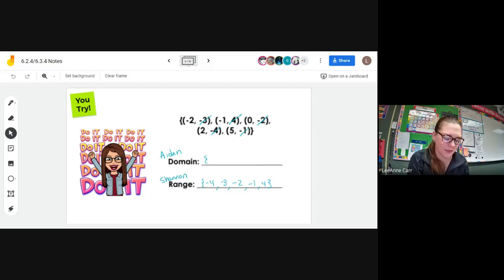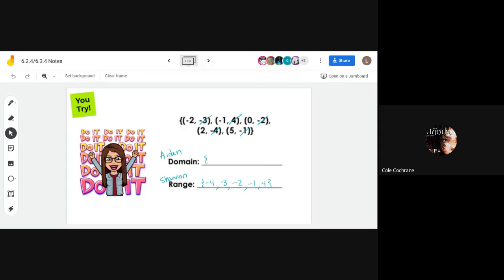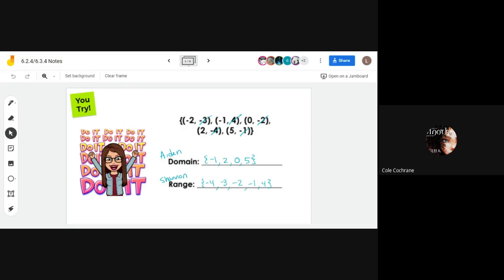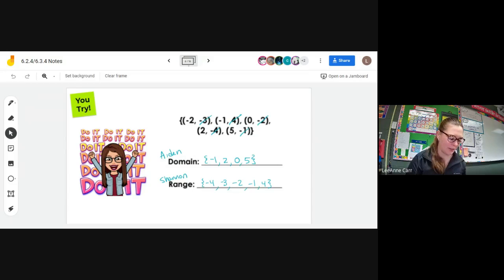Uh-oh, it looks like we forgot some negatives. Let's see if we can get some help. Cole, can you help us out here? You can either unmute or throw it in the chat. Yeah, cool. Sorry, I wasn't unmuted. I got -1, 2, 0, and 5. Oh, uh-oh. Look at how I have this written, Cole. What mistake did you make? I didn't put it in smallest to greatest, so -1, 0, 2, 5. There you go. Now we got it.